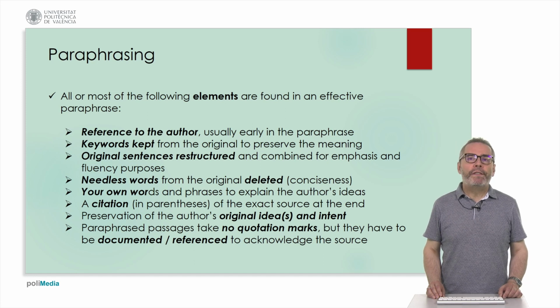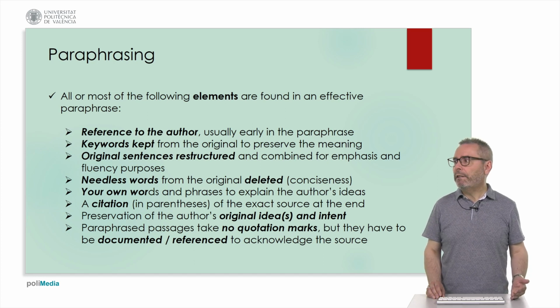All or most of the following elements we're going to see now are found in an effective paraphrase. We have the reference to the author, normally at the beginning of the paraphrase to signal it. We have to keep the keywords for meaning, and the original sentences must be restructured, as we will see. Needless words or non-fundamental words must be deleted to make the language more concise. And we have to use our words, and always there must be a citation and a reference.